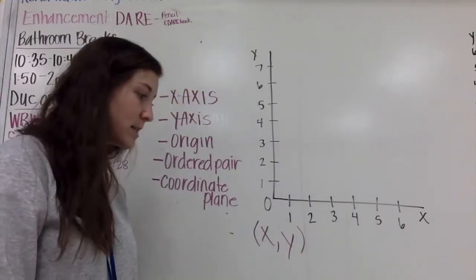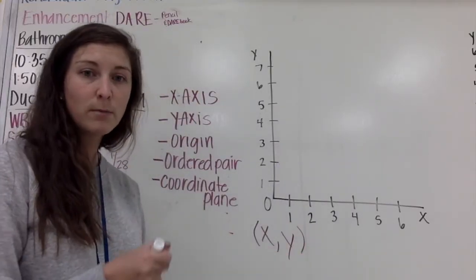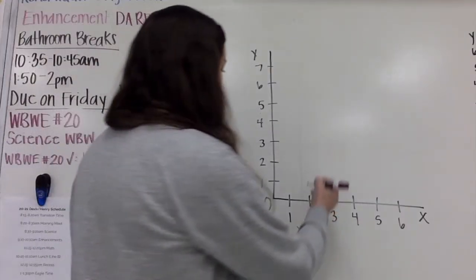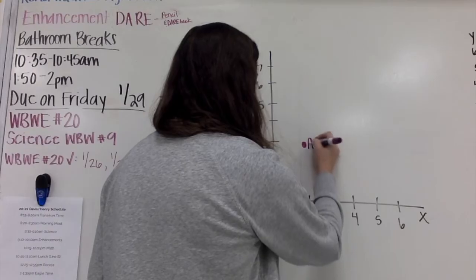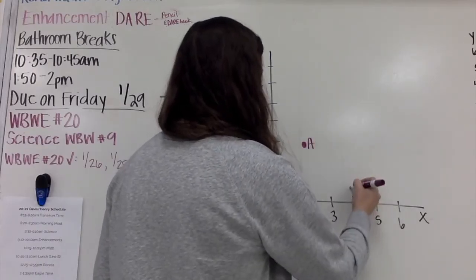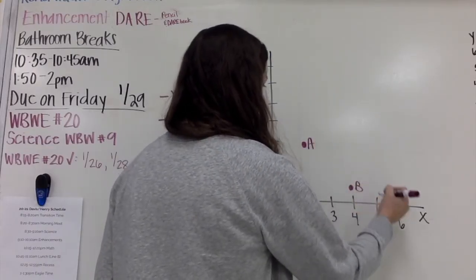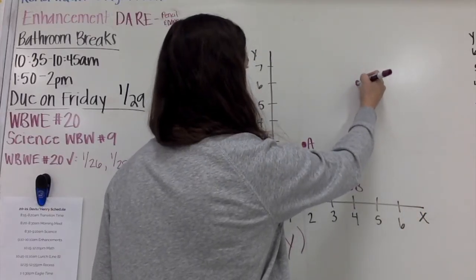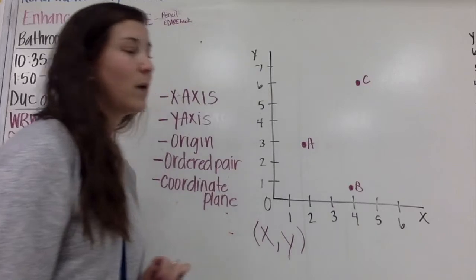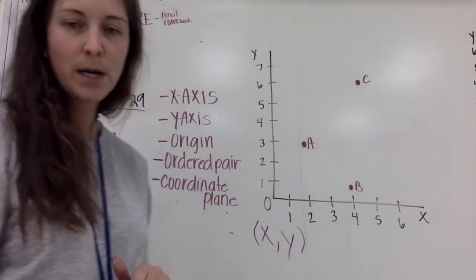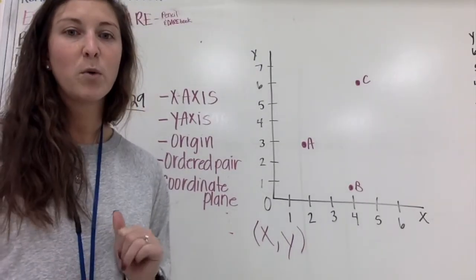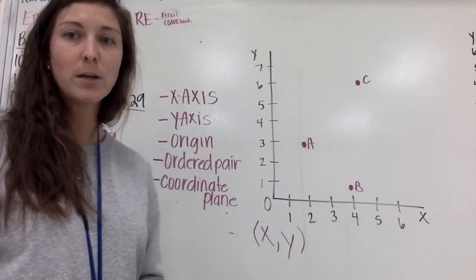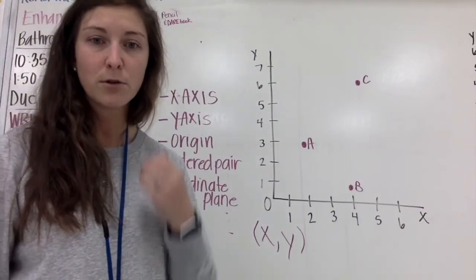So I'm going to plot a couple of points on my coordinate plane, and I'm going to name them. So I have named 3 points. I have named point A, point B, and point C. And now I'm going to go through and list their ordered pairs.